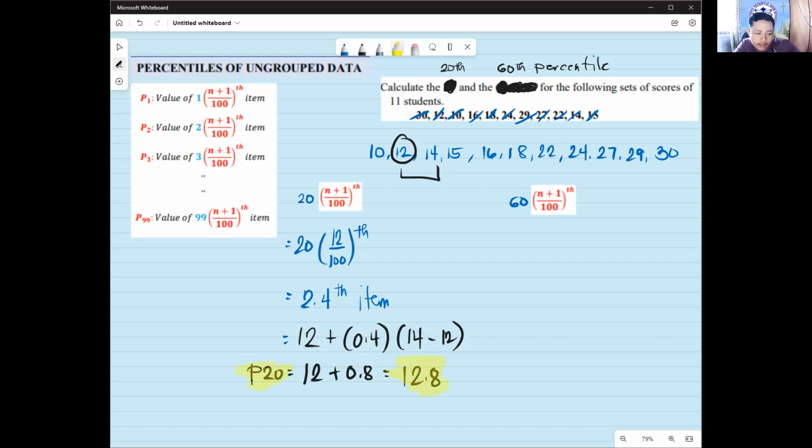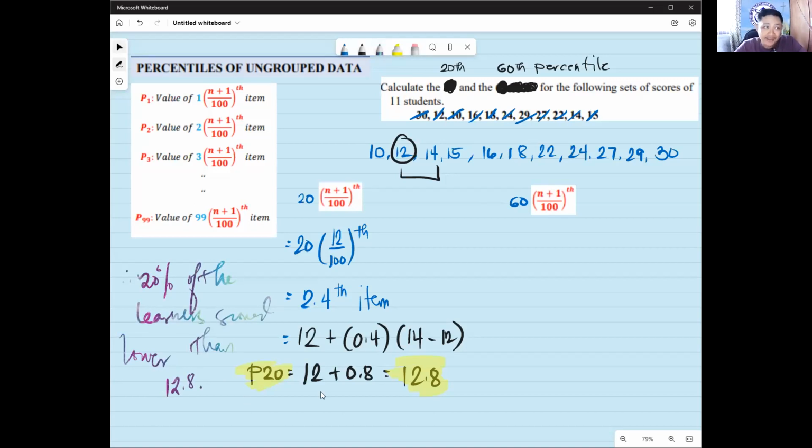So this is our P20, or the 20th percentile, meaning that therefore we can say that 20% of the learners scored lower than 12.8. Got it? Show me a reaction if that's clear. Show me a reaction, please.